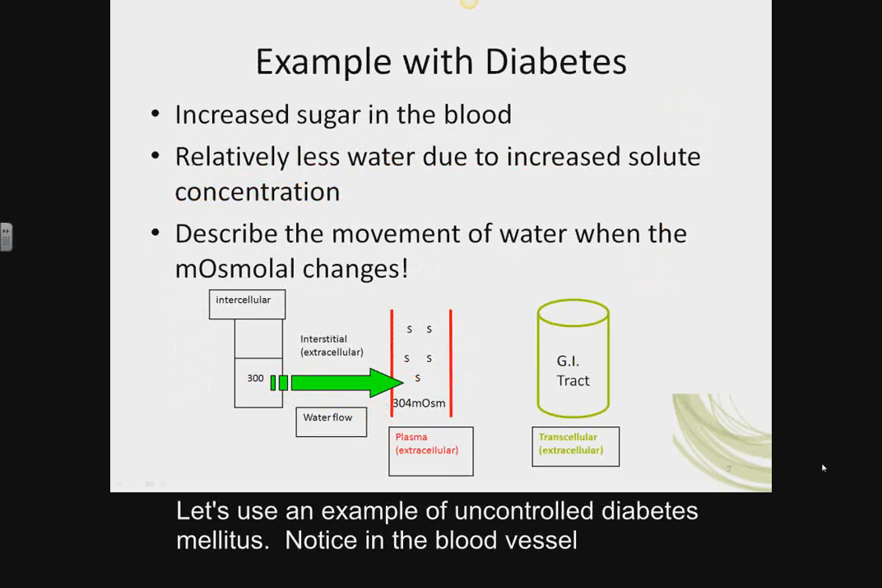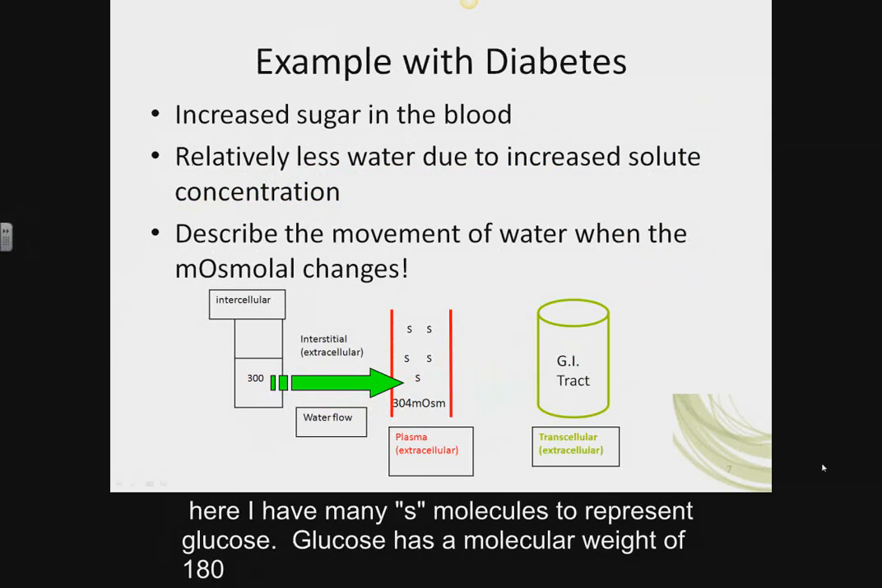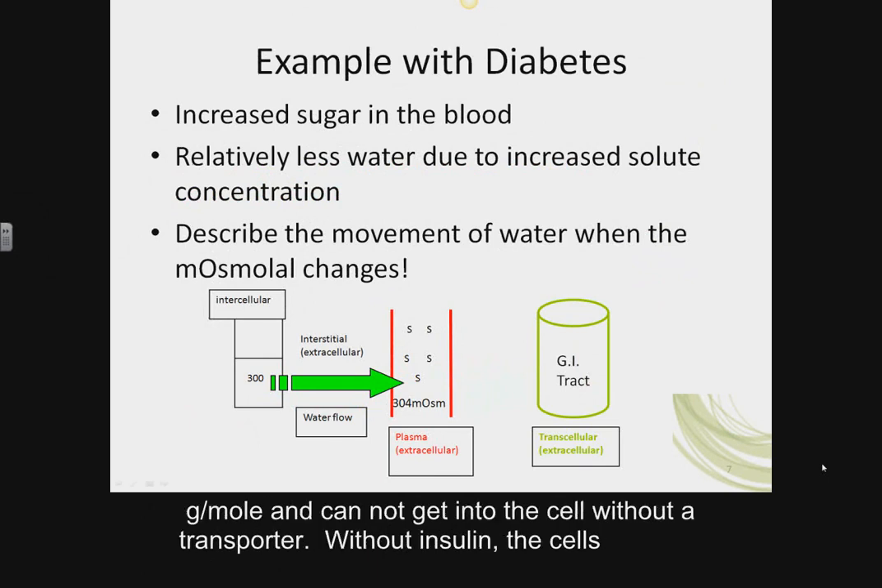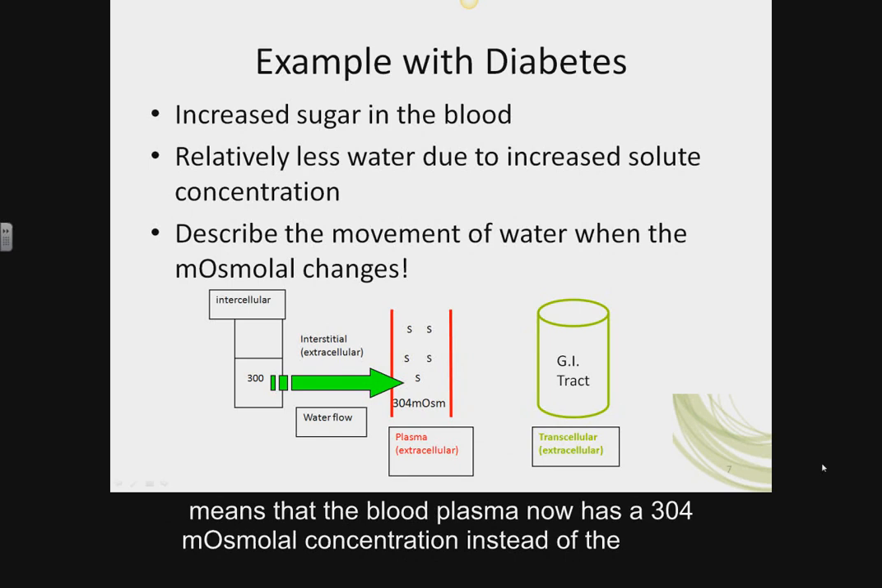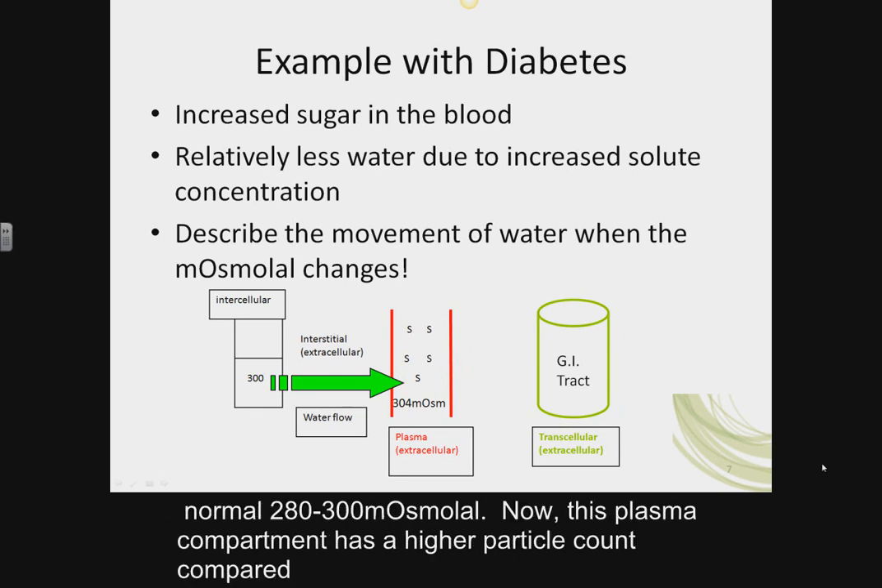Let's use an example of uncontrolled diabetes mellitus. Notice in the blood vessel here I have many S molecules to represent glucose. Glucose has a molecular weight of 180 grams per mole. It cannot get into the cell without a transporter. Without insulin, the cells don't insert this transporter, and therefore glucose is rendered impermeable. This means that the blood plasma now has a 304 milliosmolality concentration instead of the normal 280 to 300 milliosmolality.